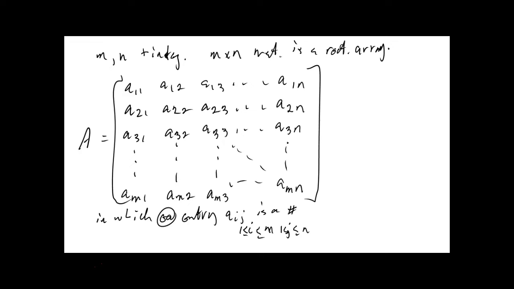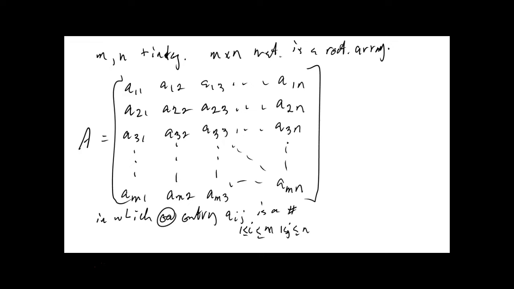Any entry, pick an I or J. They're all integers. The entry Aij is located in the ith row, jth column. The index I is called the row subscript because it identifies which row the entry lives in. And the J subscript is called the column subscript because it identifies the column in which the entry lives.